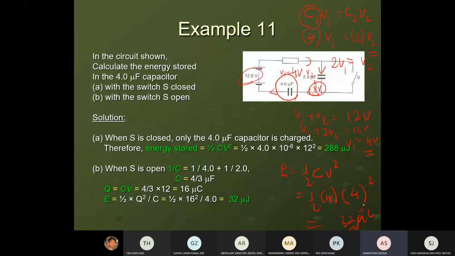You find the voltage. In the working shown here, they find the total capacitance, then they find the total charge. So the charge flowing in the 4 microfarad must be this 16 microcoulomb. So use half Q squared over C. Also can. Both methods work.